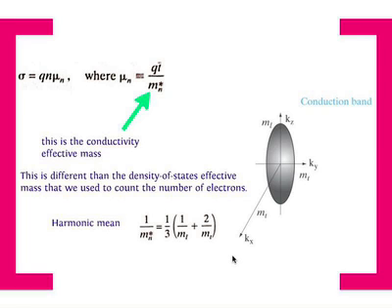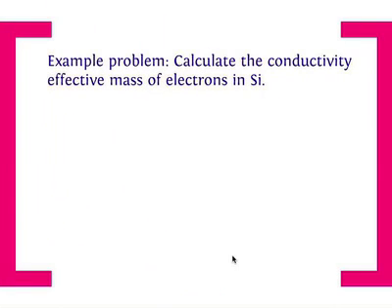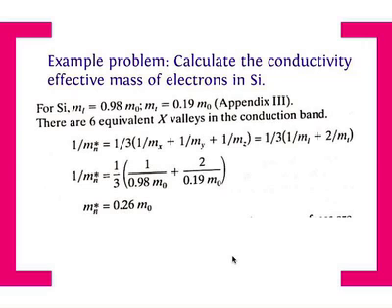It's 1 over 3 times 1 over m1 plus 1 over m2 plus 1 over m3, in the three directions. Remember, the density of states effective mass was what was called the geometric mean. So they're different. Okay. In the example problem from the text, it says to calculate the conductivity effective mass of electrons in silicon, and you don't need to do it, but let's just look at the numbers to get a sense of what those mean.